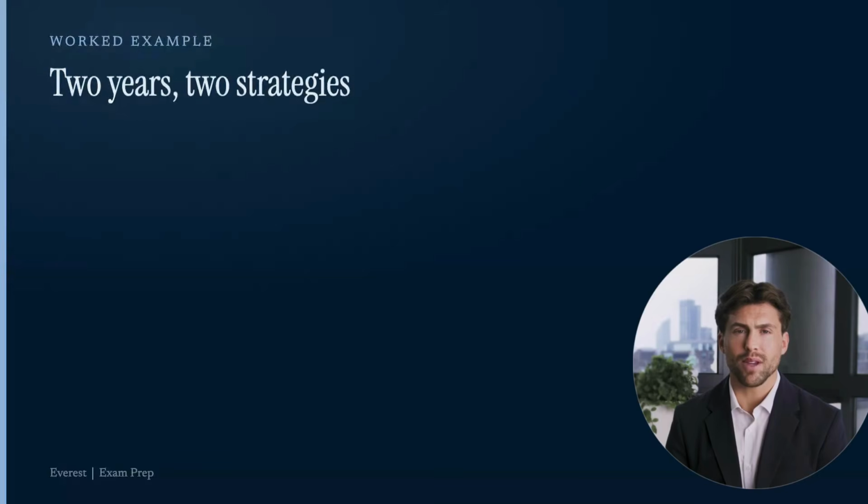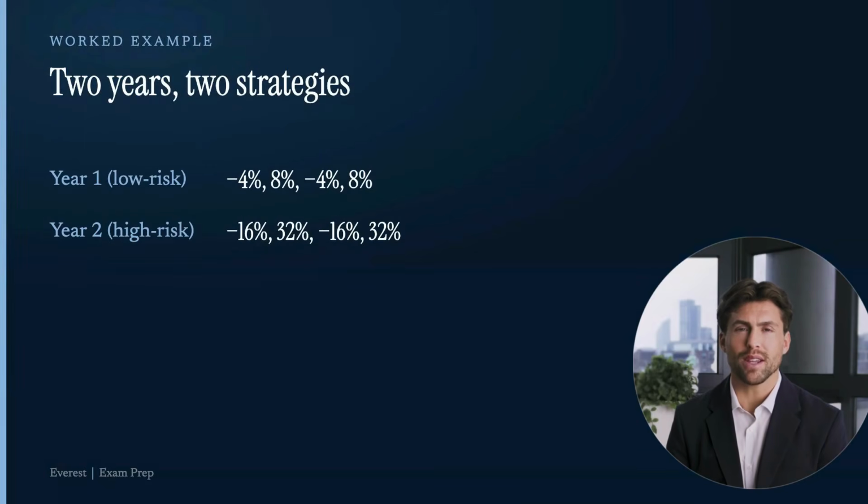But both carry a real risk of an unrepresentative, biased sample because neither one gives every element an equal chance. Now for the trap that catches even careful analysts. Sampling error isn't just about sample size. It's also about whether every observation in your sample actually comes from the same population. Say a fund manager runs a low-risk strategy in year 1 and a high-risk strategy in year 2. Year 1's quarterly excess returns: -4%, 8%, -4%, 8%. That's a 2% average with a standard deviation of about 6.93%.